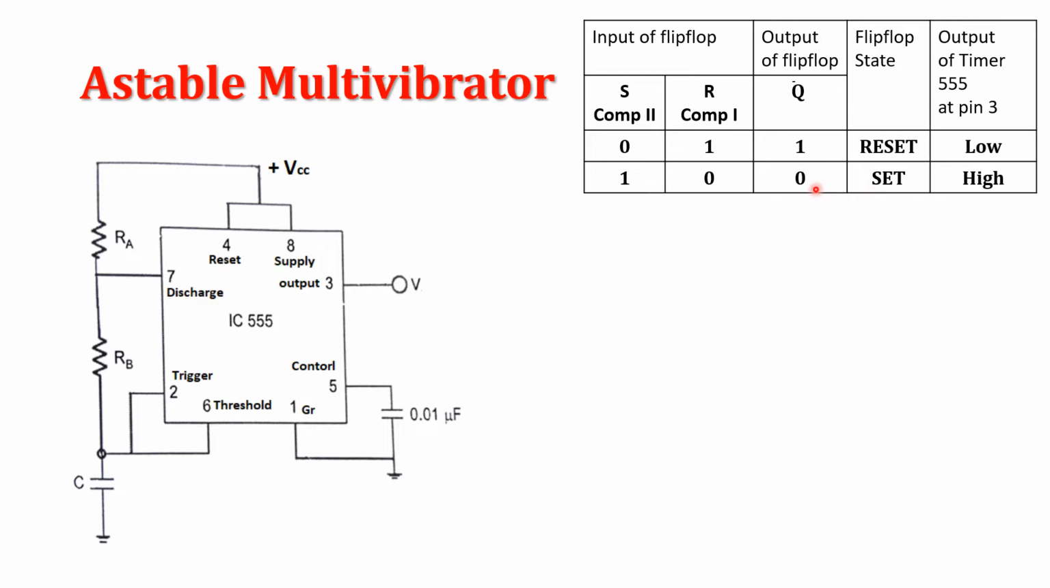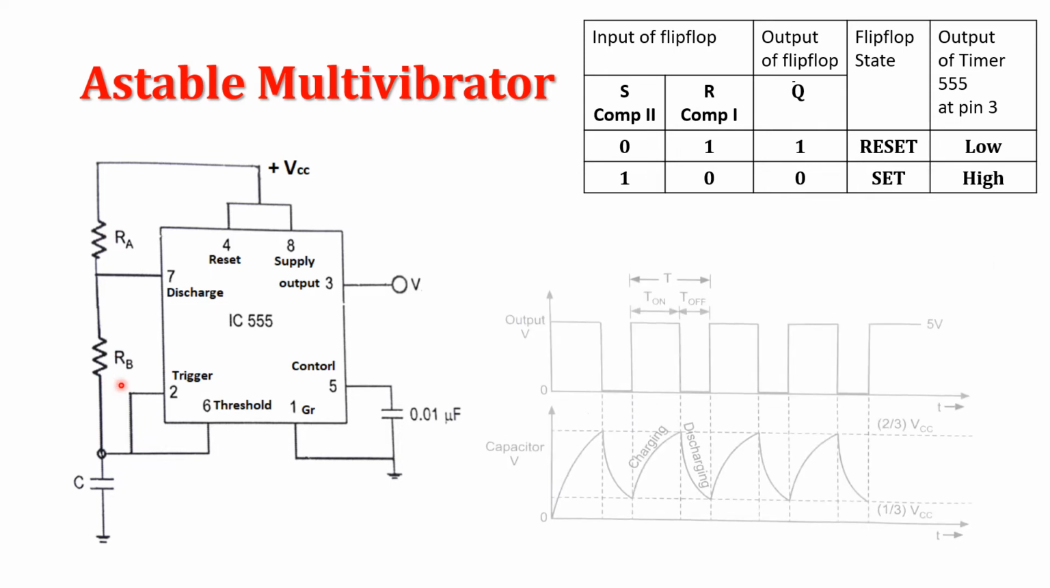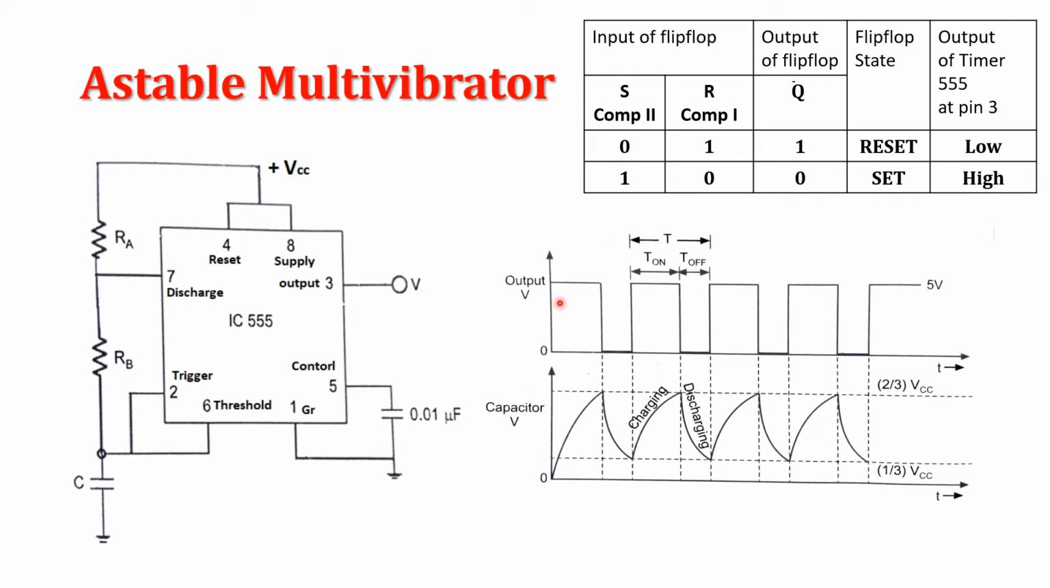The low output gets inverted at the NOT gate and it becomes high. Therefore, the output of the timer at pin 3 becomes high. Such a low output is given to the discharge transistor. That transistor is turned off, or we say cut off, and the capacitor gets charged through the resistors RA and RB. How it is charged is also shown here.